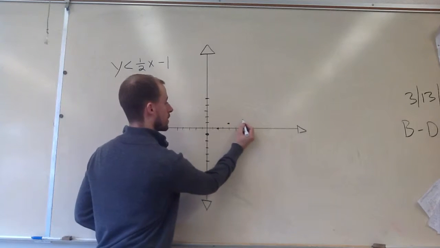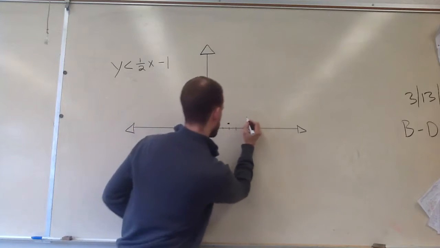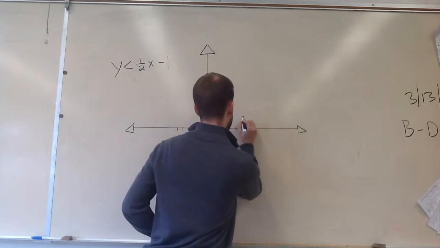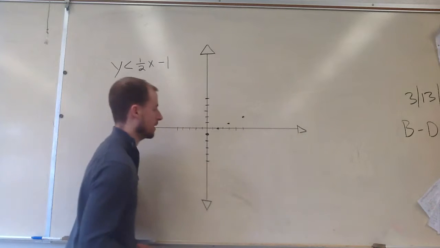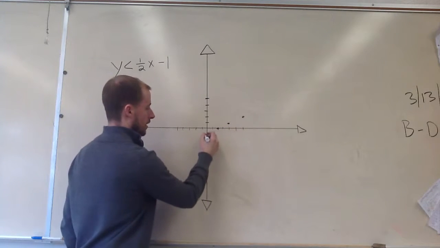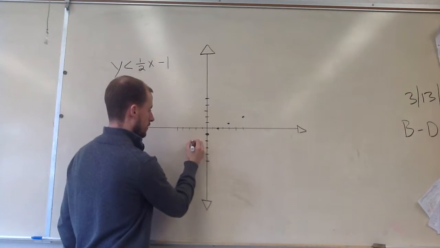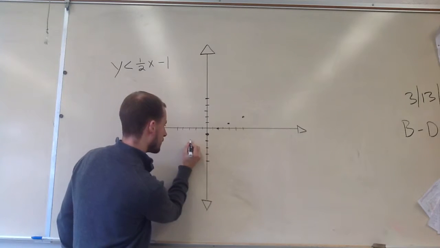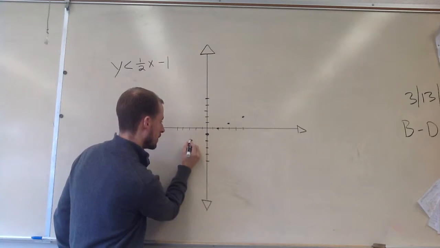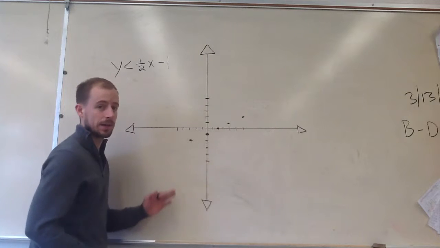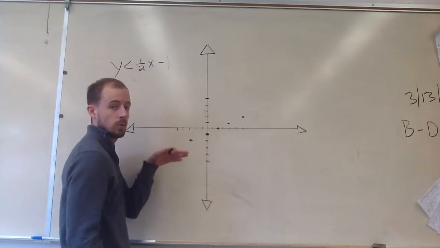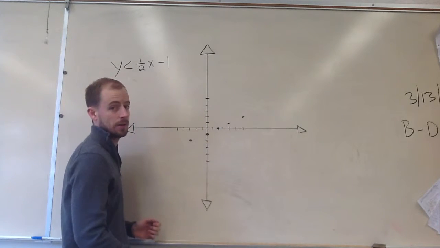So up 1 over 2 again. Let's see if I get this right. That looks about right. And then since I know the pattern, I could go down 1 and to the left 2 as well. Hopefully that's kind of in line. Alright, once you've made all your dots, what you used to do is just draw a line and you were done.